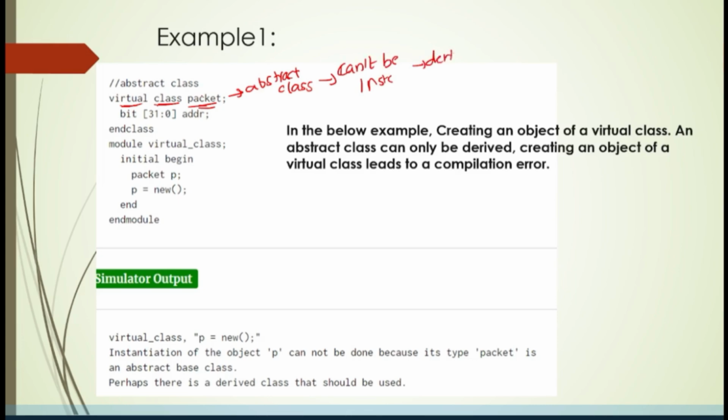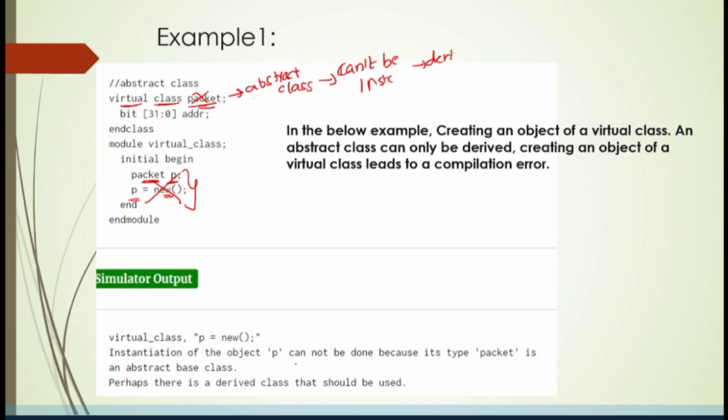So I can't create any object for my particular packet. But what I have done here is I have created the handle and then I have created the object for this particular packet. Since this is the abstract class, you can't do it, so it is throwing the error. If you see the error here, what is the error? Virtual class P, instantiation of the object P cannot be done.